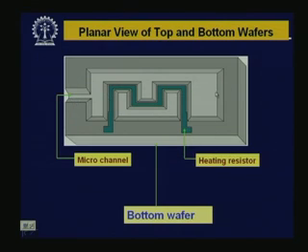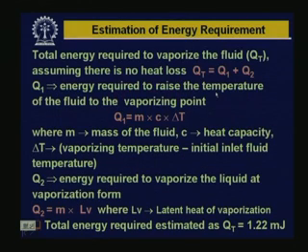Now, the total energy required to vaporize the liquid is QT, which is the sum of two parameters, Q1 and Q2, where Q1 is the energy required to raise the temperature of the fluid to the vaporizing point. That is Q1, which is basically m into C into delta T, where m is the mass of the fluid, C is the heat capacity, and delta T is the temperature difference between the initial temperature and the vaporizing point.